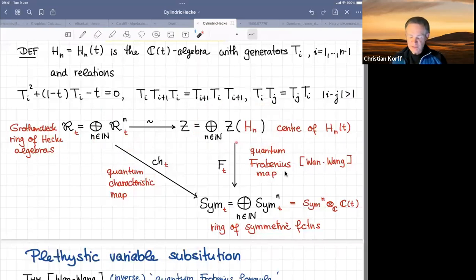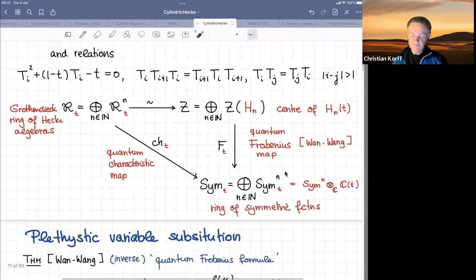And the quantum Frobenius map will change. And this was worked out by Wan and Wang in a paper. So the precise reference can be found in the bibliography of the article, which I quoted at the start of the talk. So up here you have a distinguished basis, which is more complicated. It's called the Geck-Rouquier basis.